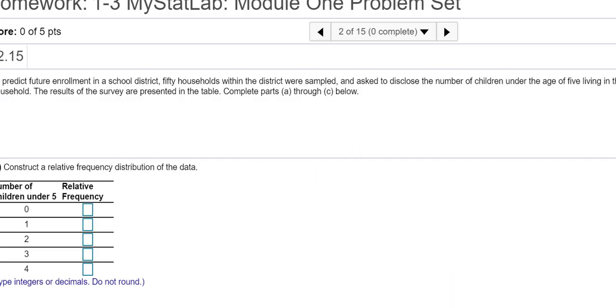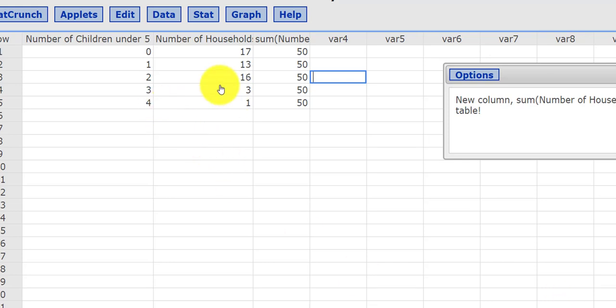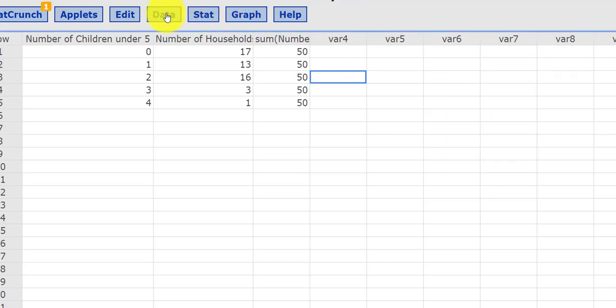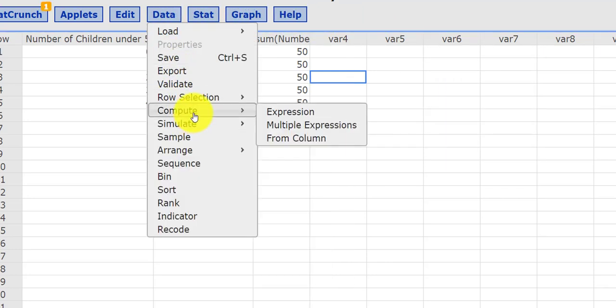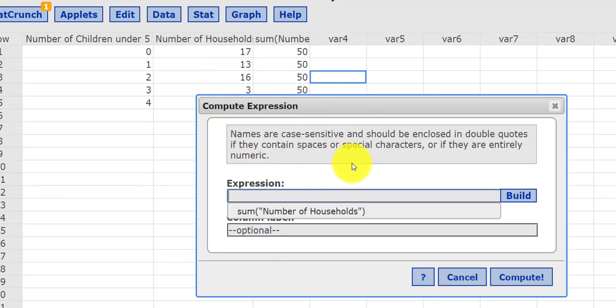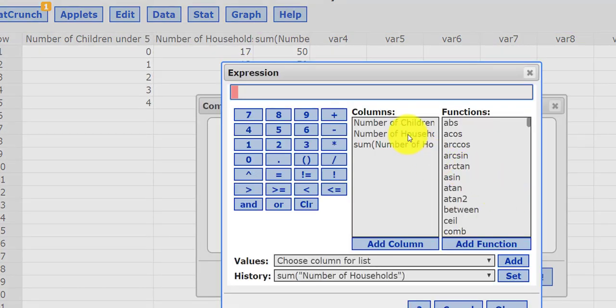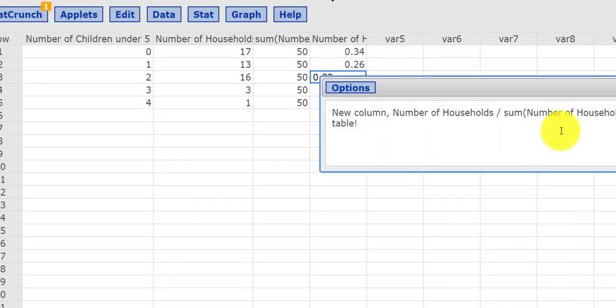Where is my StatCrunch data? Here it is. Okay, so to do the division, again, you can just use your calculator and divide 17 by 50 and write your answer here. But I'm going to, again, press the data key, compute, expression. I want to do the number of households divided by, here's the division key, and then this sum. That was the 50. Or I could really just type in 50 if I wanted to, but I'll click this and I press OK. I press compute.